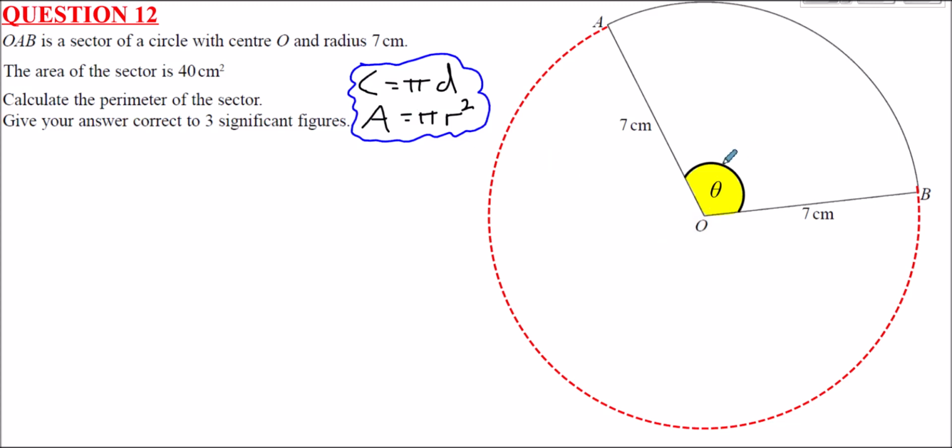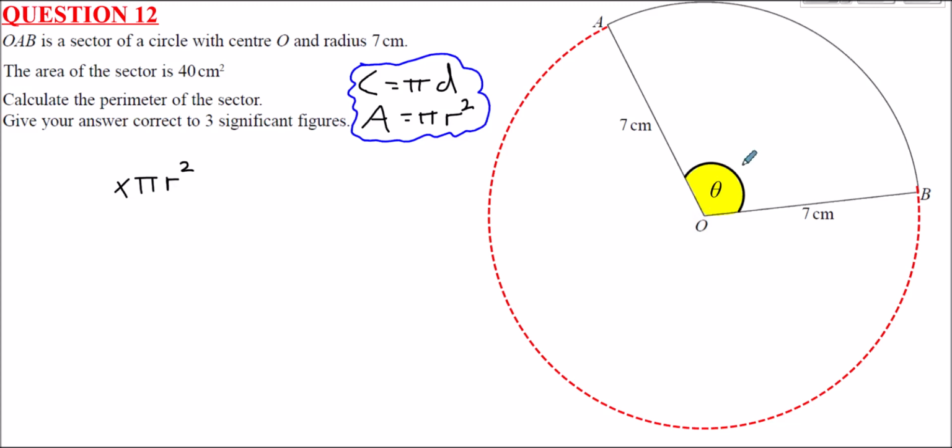Obviously this isn't a full circle, this is just a sector, it's a slice. And so because this is a slice, the area of this, which is 40, is just going to be a fraction of a full circle. So the full circle is pi r squared.